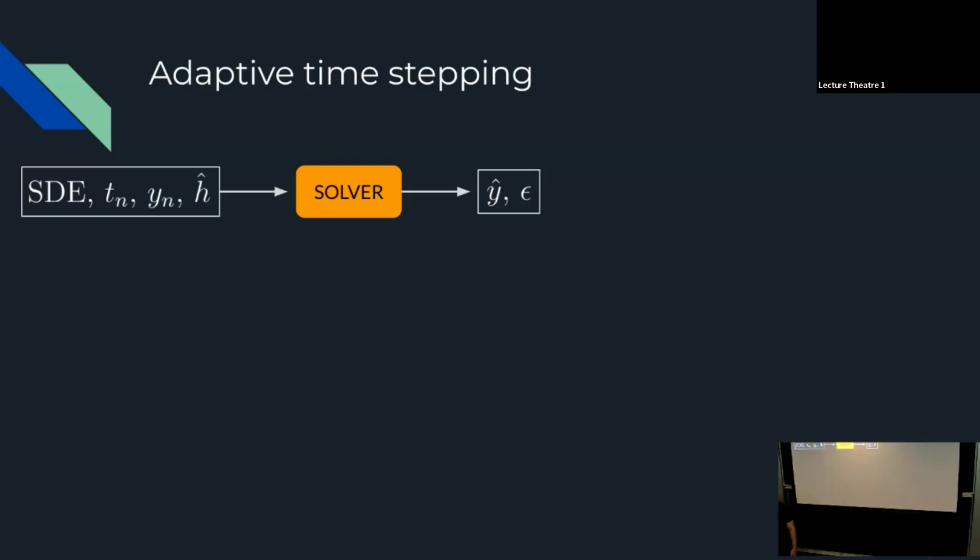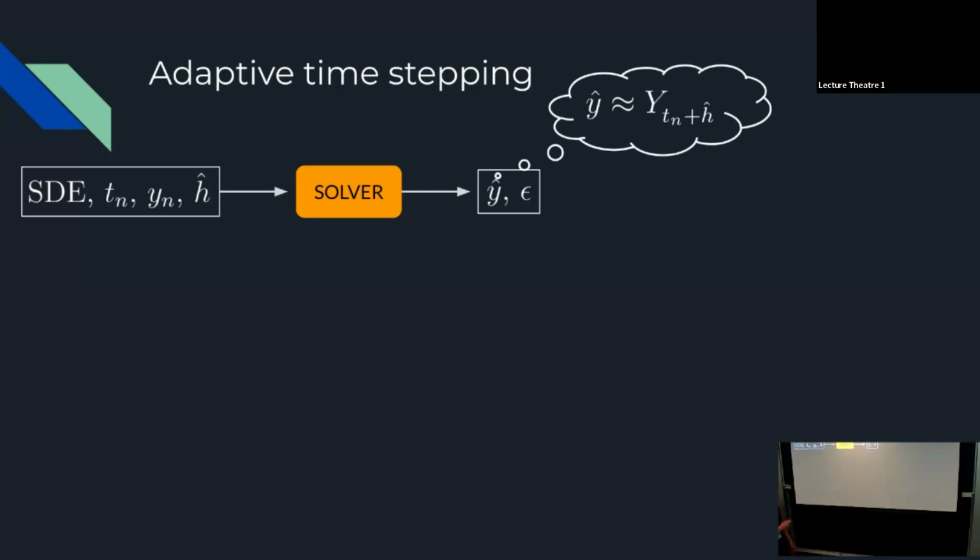So let's look at what we actually need to fulfill. In any SDE solve, you have a solver which takes in the SDE, some Tn where you're at, Yn, and some proposed step size h hat. Then this solver produces y hat, which is the estimation of what y should be at time Tn plus h hat. And it produces some error estimation.